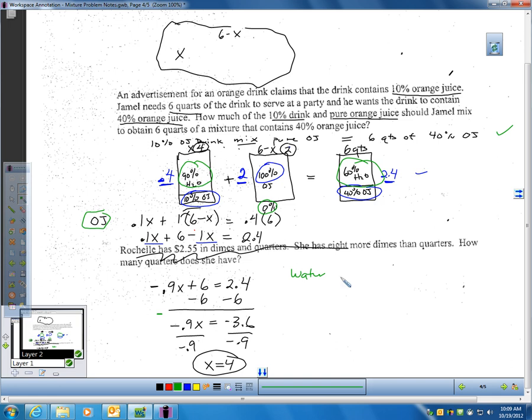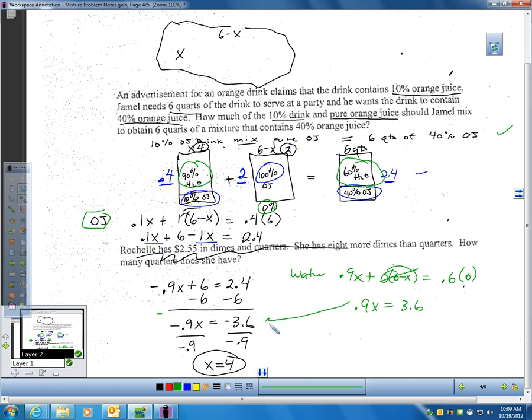So 0.9 times x plus 0 times 6 minus x, this is going to work out great, equals 0.6, 60% of 6. Now this works great because when you distribute 0 with anything, you get 0. So I have 0.9x equals 0.6 times 6, which is 3.6.